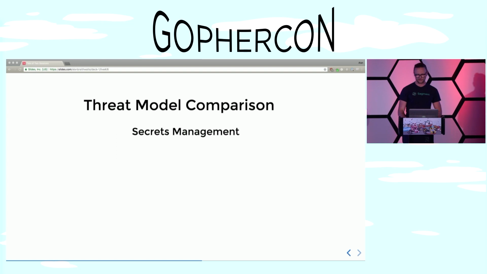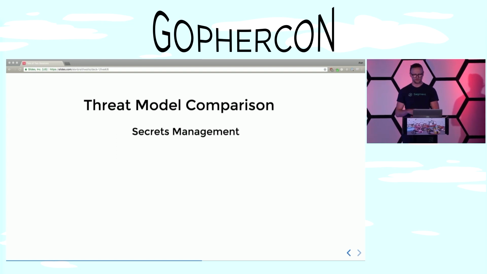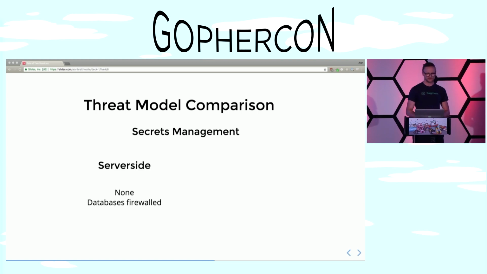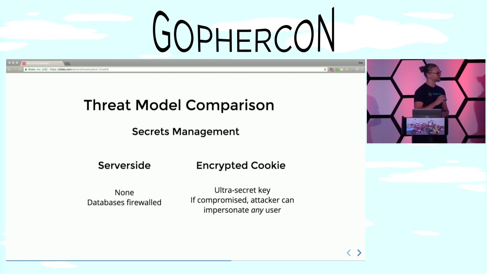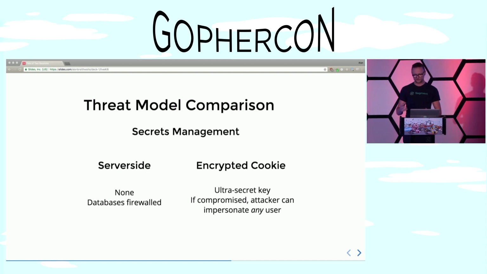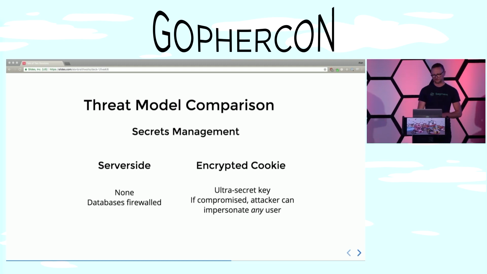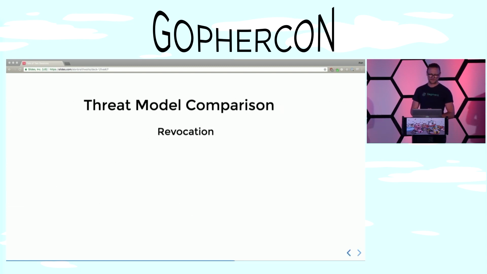Second, secrets management. If you're dealing with web apps, you have to deal with secrets. For the server side, stateful cookies, you don't have any secrets. This is great. Your database should be firewalled, and it's a lot easier to manage. For encrypted cookies, you have this ultra secret key that, if it's compromised, the attacker can impersonate literally any user, including your super admins and that sort of thing. So this is very often incorrectly implemented and dangerous. So I opt for simplicity, and I'm on the side of server side.